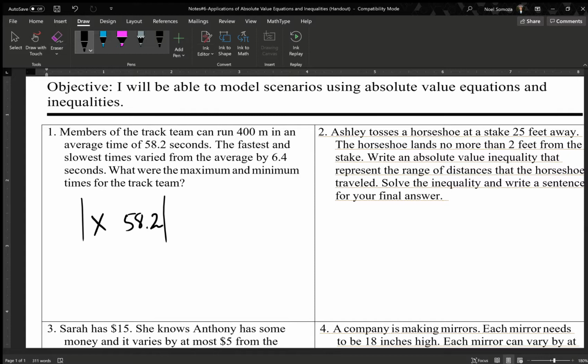Now, does it say... Oh wait, in this case, because we're saying that it's a maximum and a minimum time, I don't want to know the gap. I don't care to know if it was within the minimum or within the maximum. It's just what's the minimum or what's the maximum of what it could have been. So that's a clue that tells me this is an equal sign right there. So the distance around this is going to be the 6.4.